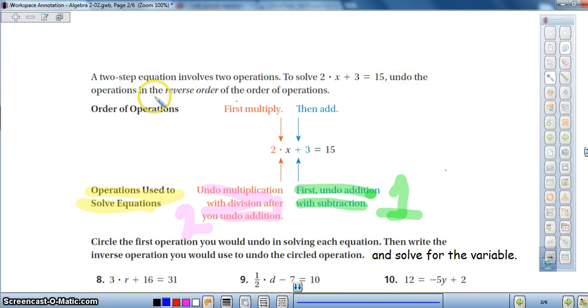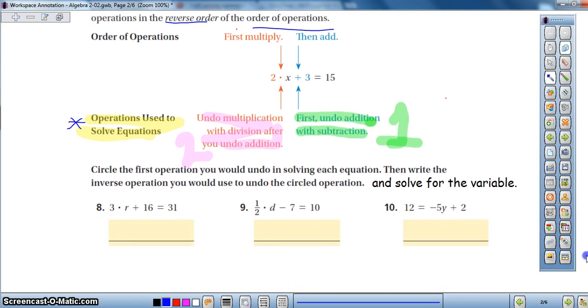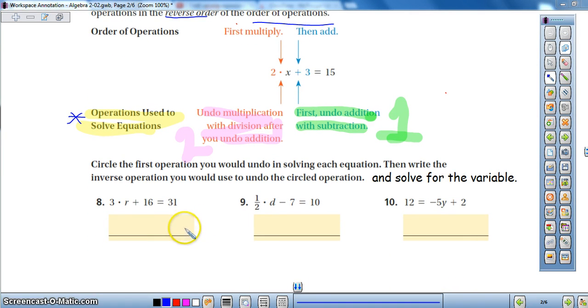To undo the operations, you need to do it in reverse order of your order of operations. The order of operations says multiply first, then add. In order to solve equations, you're going to do it in reverse order. First, you will always undo your addition and subtraction using your inverse operation, then undo the multiplication and division. I'm going to ask that you show your work as you're doing these, because the problems start getting complicated real soon.